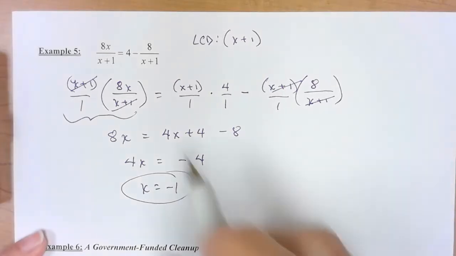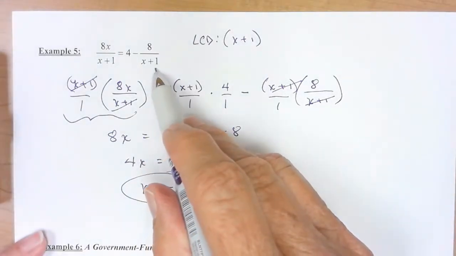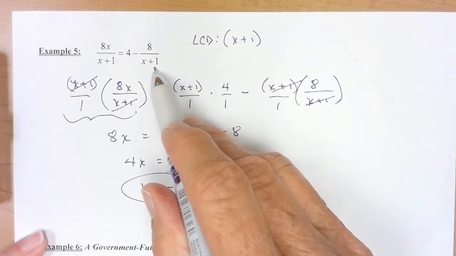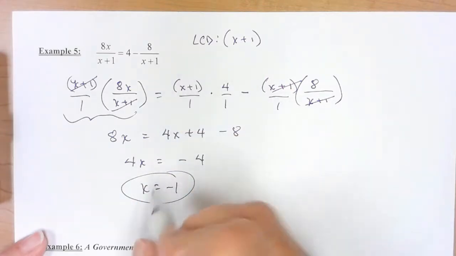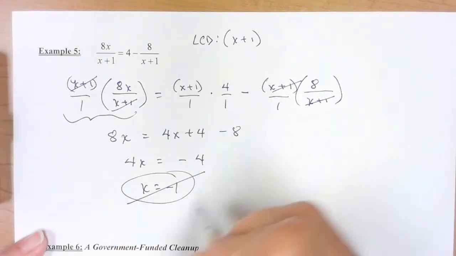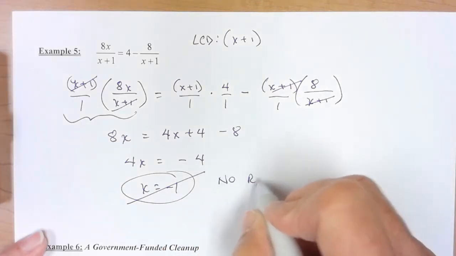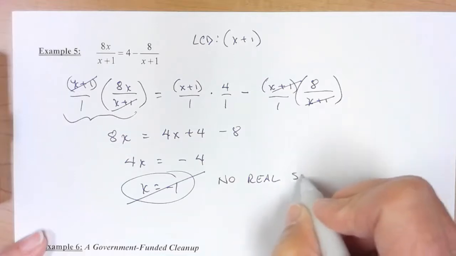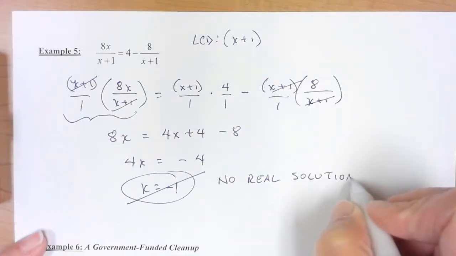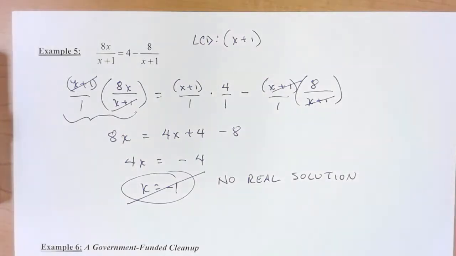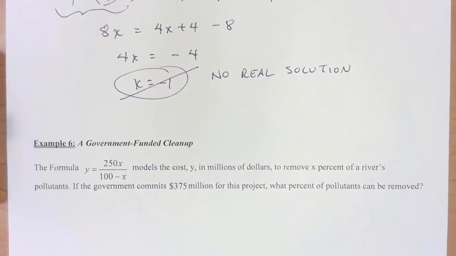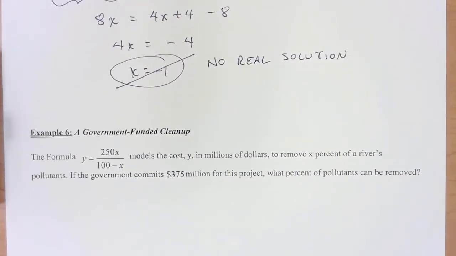Now, if I take this back, with or without the calculator, notice it would give me division by 0. I can't use that. That is a restriction. Don't go real crazy about this. Just make a line and just go no real solution. And that is it.